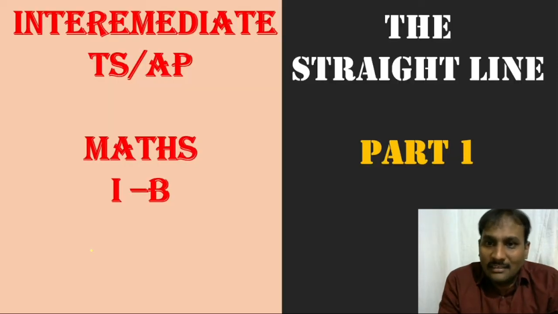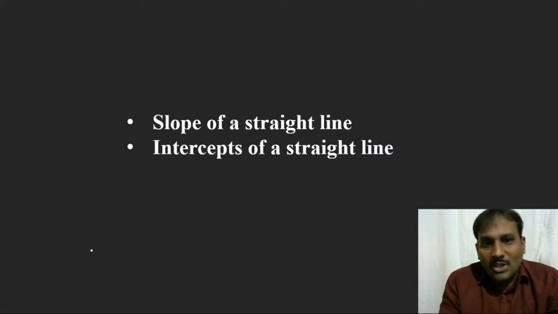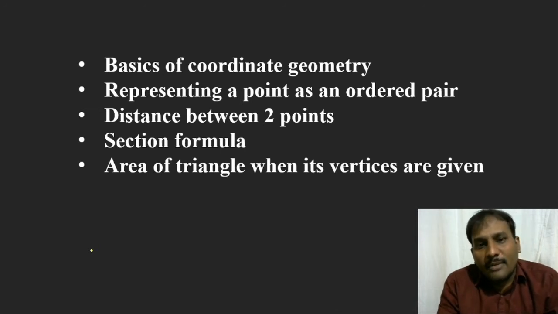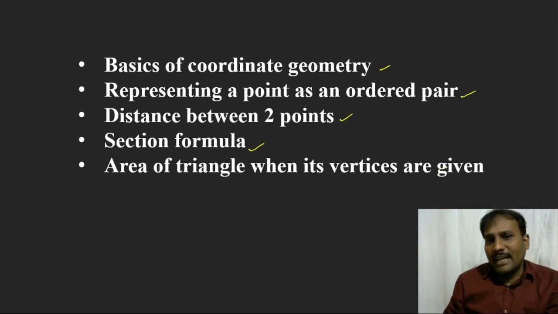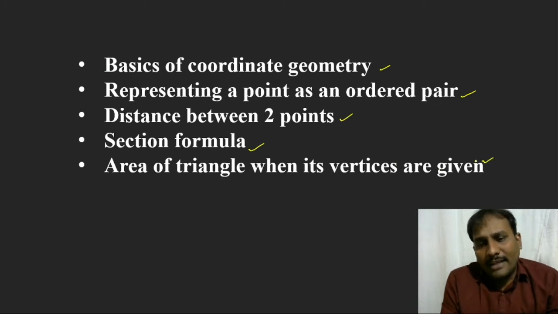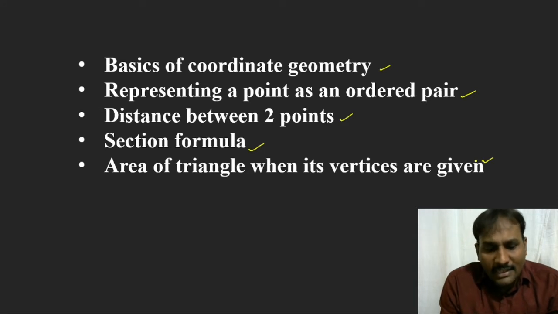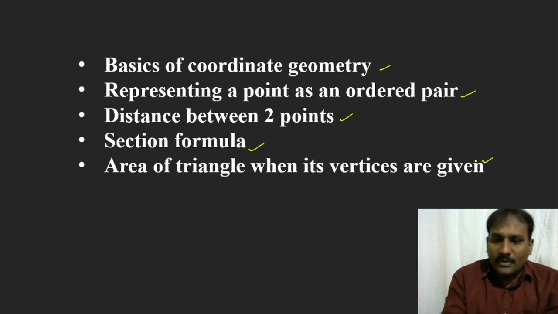The straight line, part 1. In this video, we are going to learn about the slope of a straight line and the intercepts of a straight line. In your lower classes, we have already learned the basics of coordinate geometry, representing a point as an ordered pair, distance between 2 points, the section formula, and area of a triangle when its vertices are given. All this we have already learned. So in this chapter we are going to learn about the properties of a straight line.